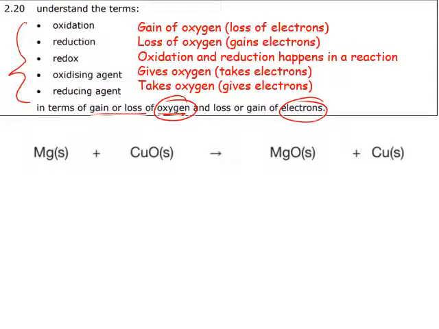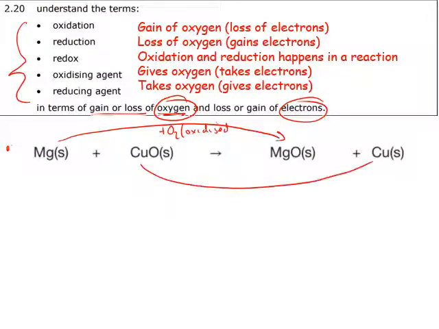Now we're going to look at these definitions in comparison to this reaction here. So if we look at magnesium here, magnesium is actually gaining oxygen, so it's plus oxygen, but therefore it's being oxidized. It was copper oxide, it's losing oxygen, therefore it's being reduced. So that's in terms of oxygen.